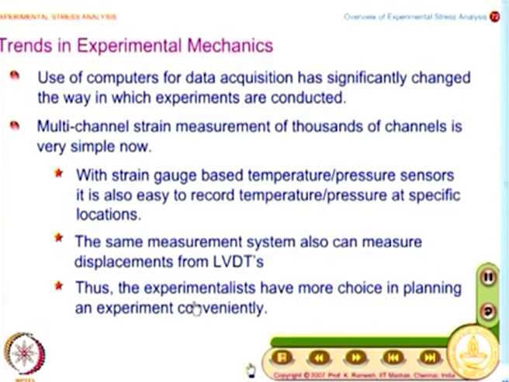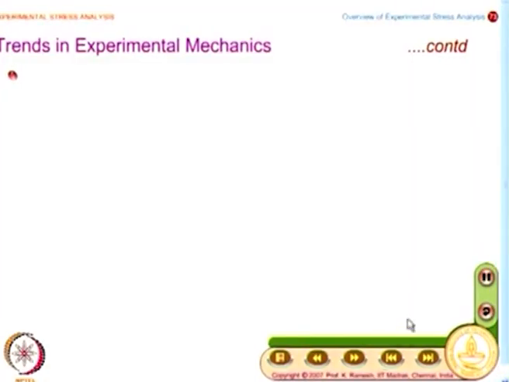And now when you have a complex situation, because one multi-channel strain measurement can accommodate temperature, pressure and displacement sensors in one platform, it makes your life a lot more convenient and helps you to plan your experiment much more intelligently. Then what are all the other developments that have influenced?